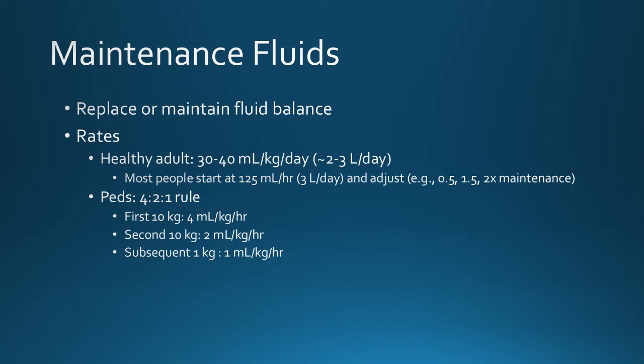However, for peds patients, what do we use? 4-2-1 rule, which I've probably drilled into your head several times already. So again, remember that first 10 kilos, it's going to be 4 mLs per kilo per hour. For the second 10 kilos is 2 mLs per kilo per hour, and then every subsequent kilogram, 1 ml per kilo per hour. I'll have some calculations on the end here. We can kind of work through those real quick.